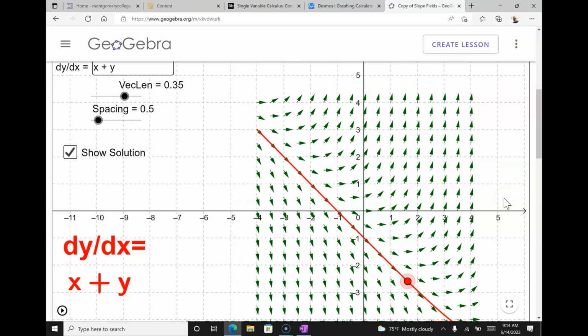So you'll be using this slope field a couple of times. This is a good one. If you find another one you like, that's fine as well. But you need to be able to put in the function. You want to be able to find the original solution, right? And I'll talk about that a little bit later.